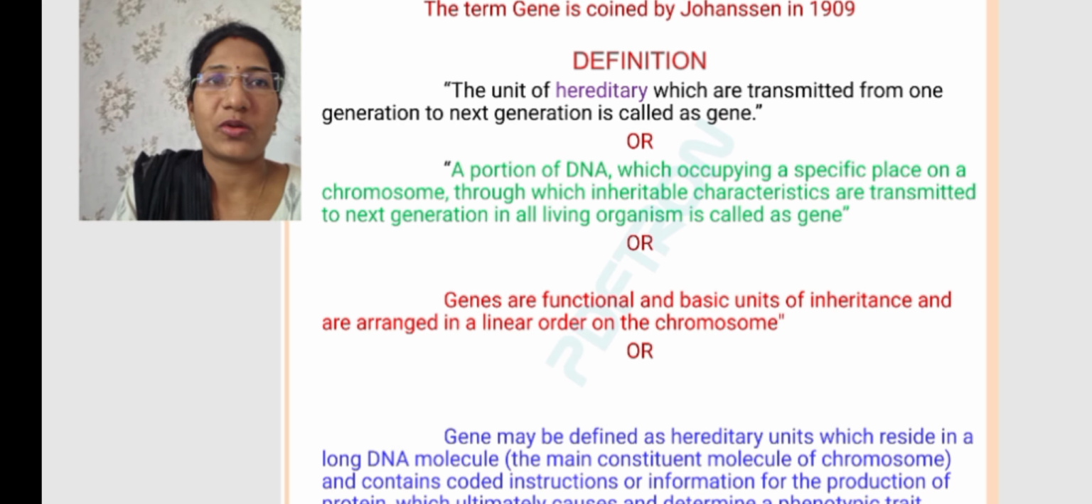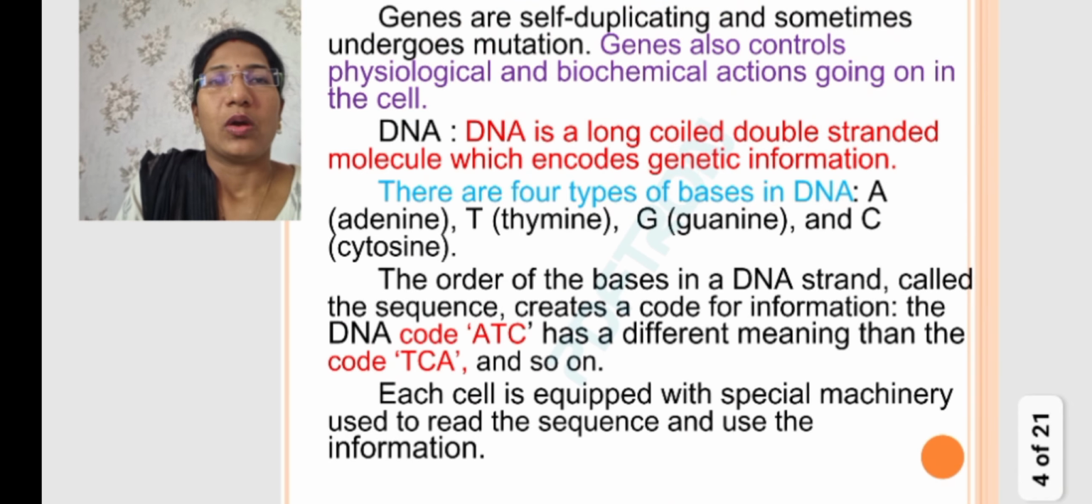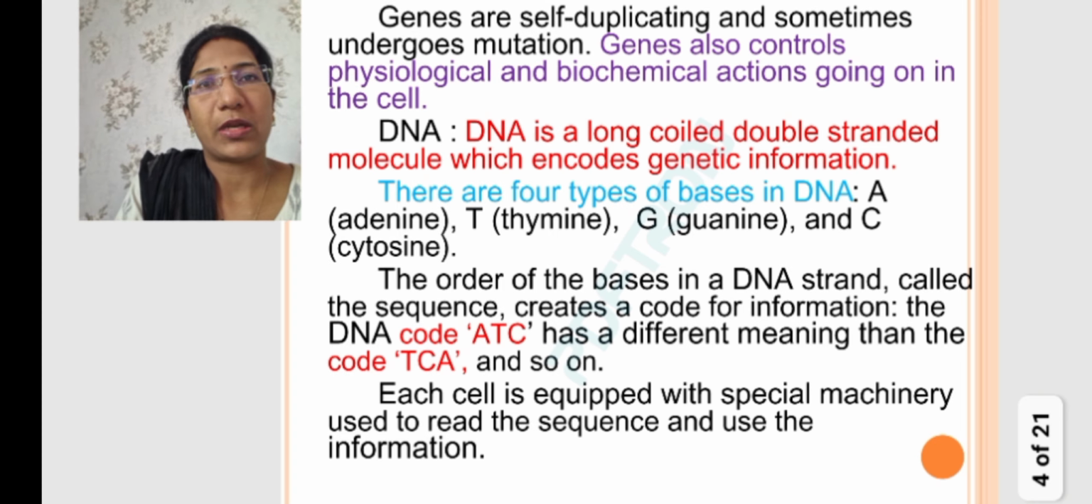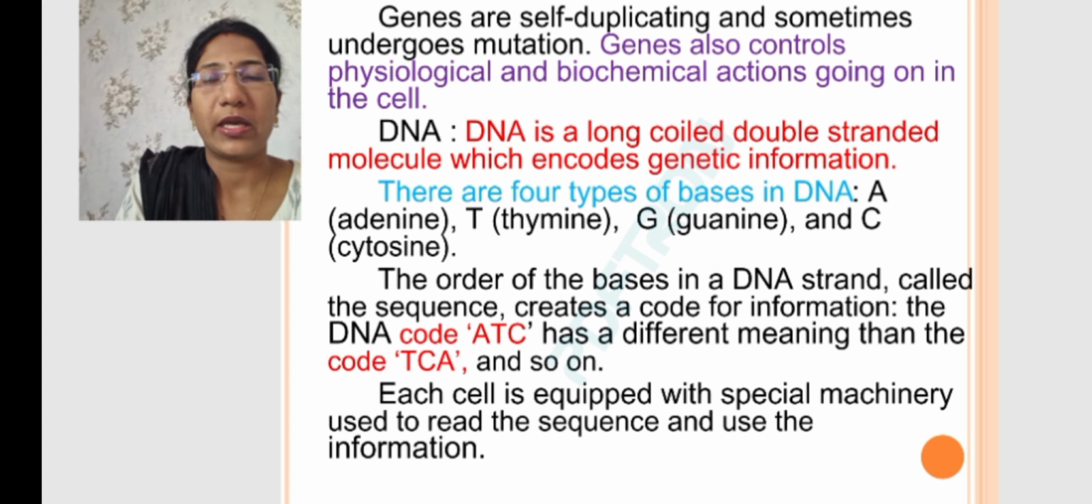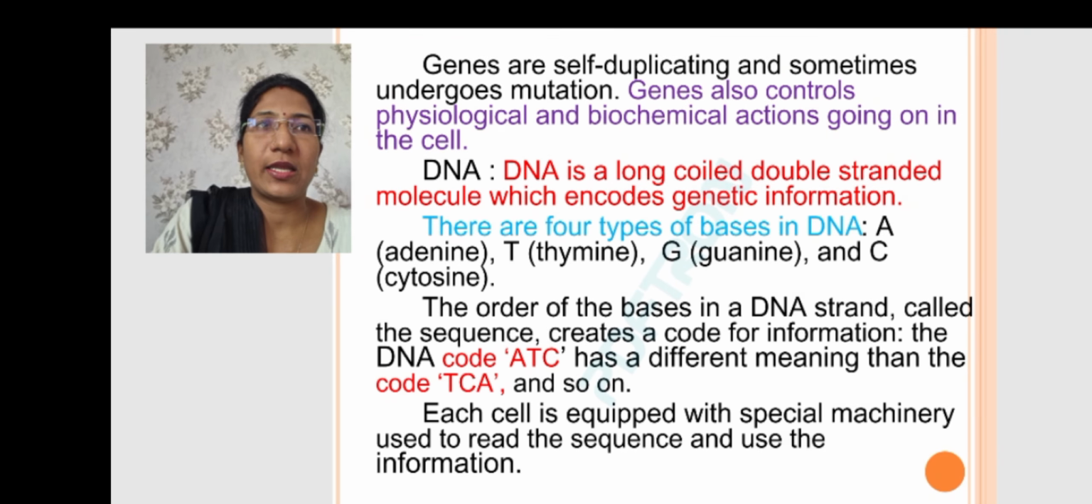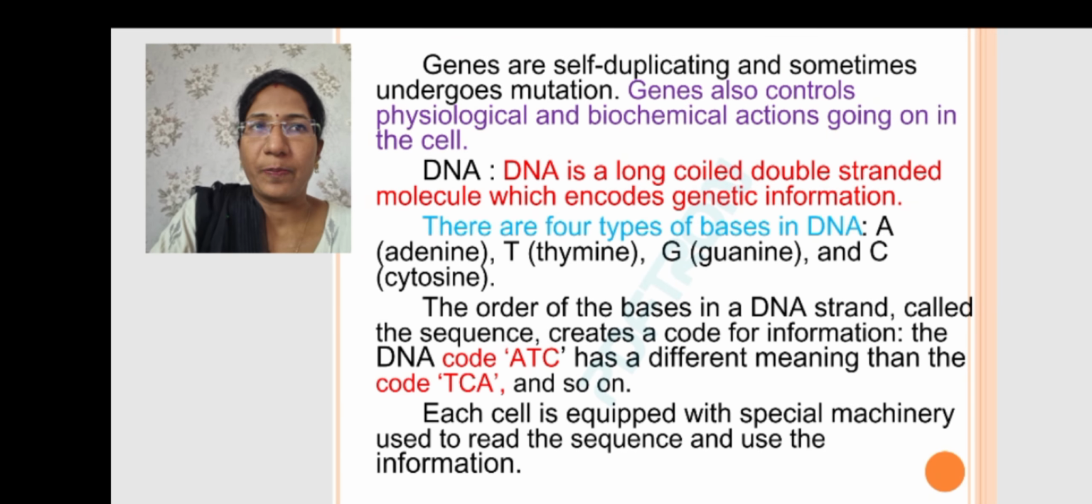So, again another terminology of a gene. A gene may be defined as a hereditary unit which resides in a long DNA molecule, the main constituent molecule of the chromosome, and contains coded instructions or information for the production of protein which ultimately causes and determines phenotypic traits. All of you have to remember these different terminologies. So these genes are self-duplicating and sometimes undergo mutation. Genes also control the physiological and biochemical actions which go on in the cell.